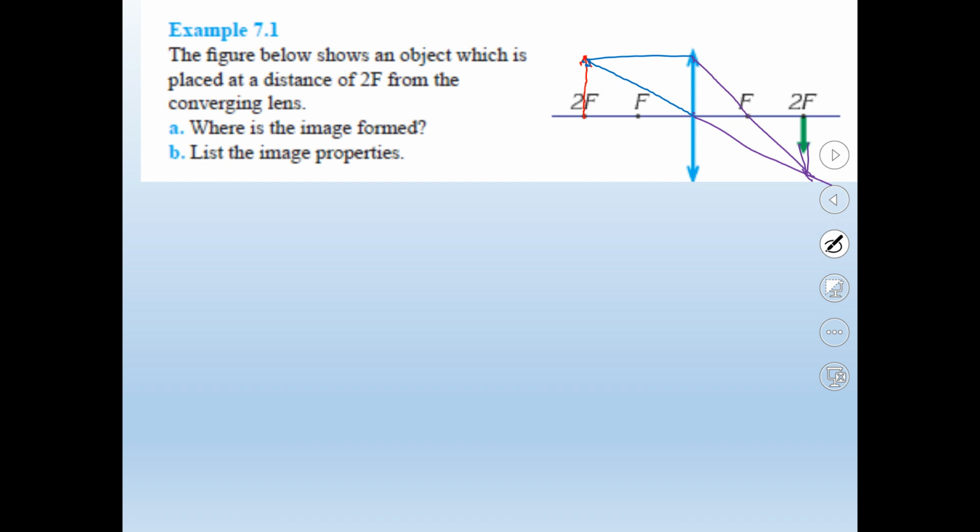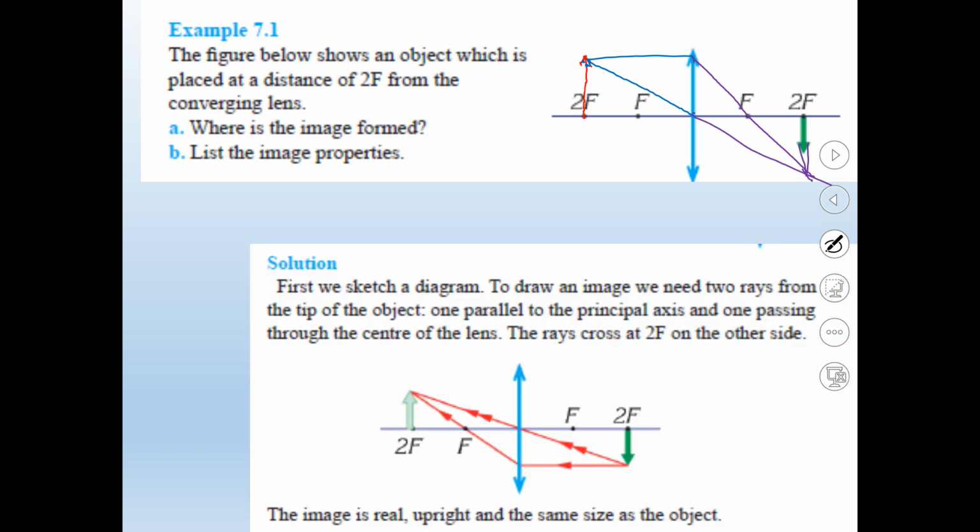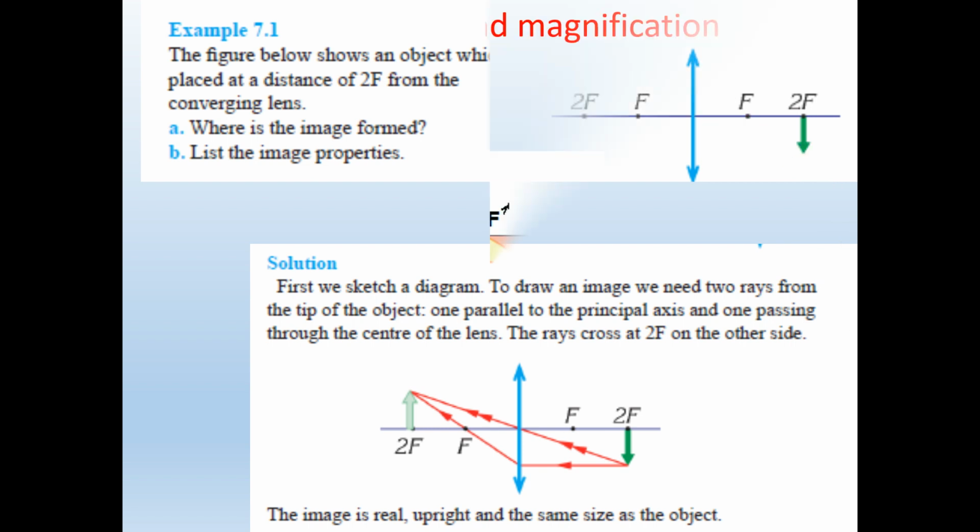And second, list the image properties. If you remember, the image and the object are both on the center point, but on opposite sides. The image is real, upright or erect, and the same size as the object.